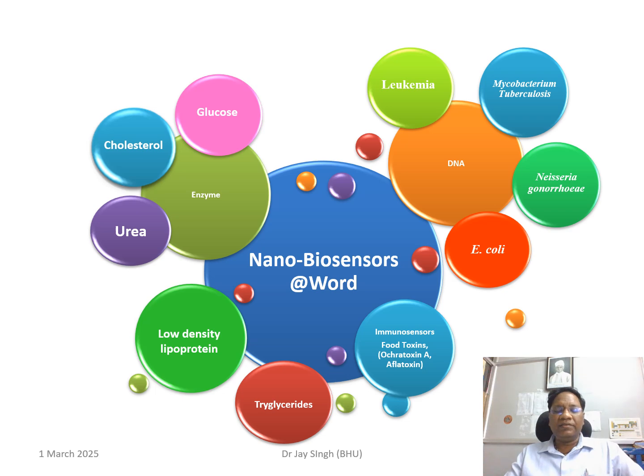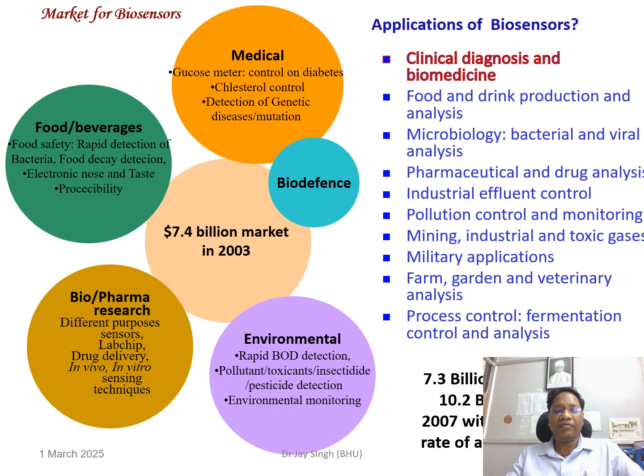So nowadays biosensors work with different types of detection, that is enzymatic detection, antibody-antigen interaction, and DNA-based biosensors. So nowadays the market of biosensors was 7.4 billion in 2018, and it is projected to increase to 10.2 billion in 2027 at a certain rate. So there are various applications of cholesterol biosensors in medical, food and beverages, biopharmaceutical research, environmental and biodefense.